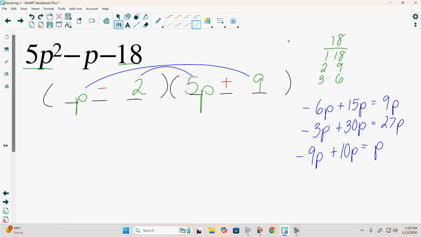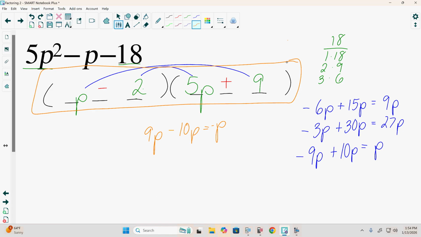And if we check this here, p times 9 would give us positive 9p. Negative 2 times 5p would be negative 10p. 9p minus 10p, 9 minus 10, would give us negative 1, negative 1p. So that is the correct factors.